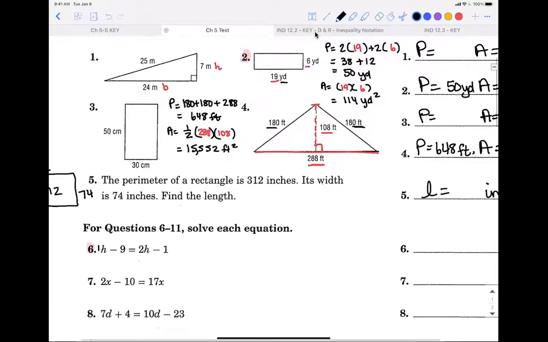Because it's the perimeter of a rectangle, I'm going to use my perimeter of a rectangle formula, which is P equals 2 times L plus 2 times W. And now I need to plug in what I know. Well, I know that the perimeter is 312, and that's the total, capital P, right? So in place of the capital P, I can put 312. I don't know the length, plus 2 times, but I do know the width, right? They tell me right here that the width is 74.